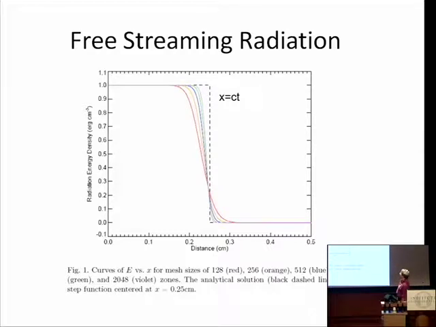Let me show just a few verification tests. Here's free streaming radiation. The step function is the analytic solution, and then as a function of the number of grid cells, you get various amounts of smoothing of this. It is true that FLD gives you a very broadened I-front, but it propagates at the correct speed.